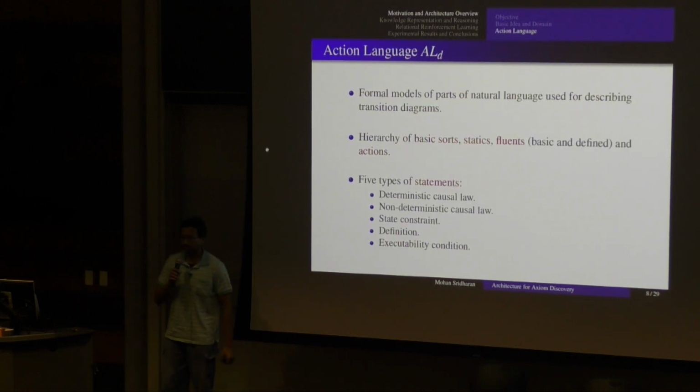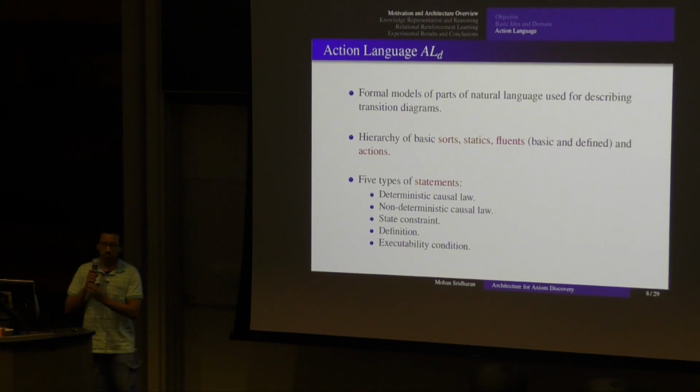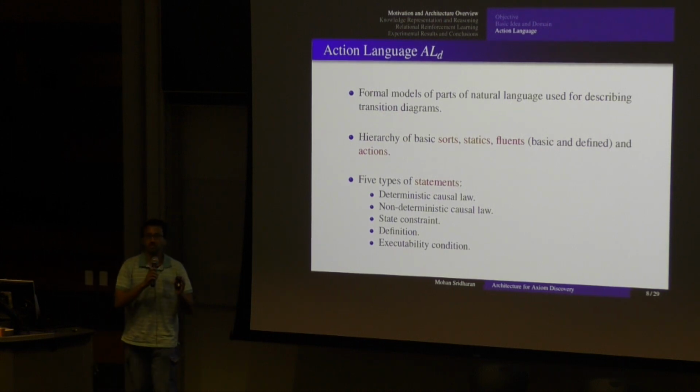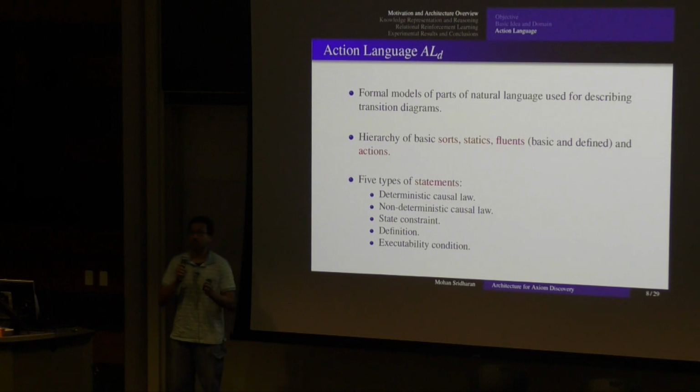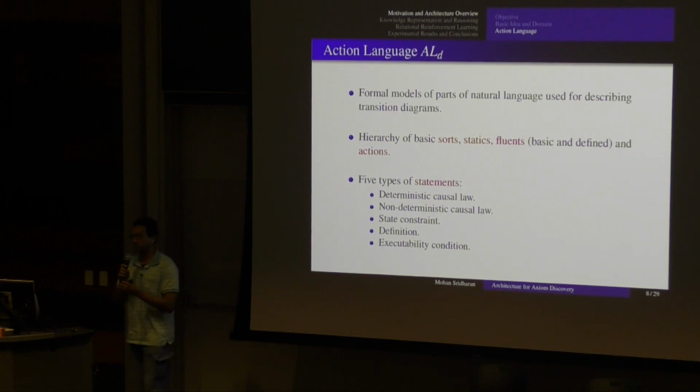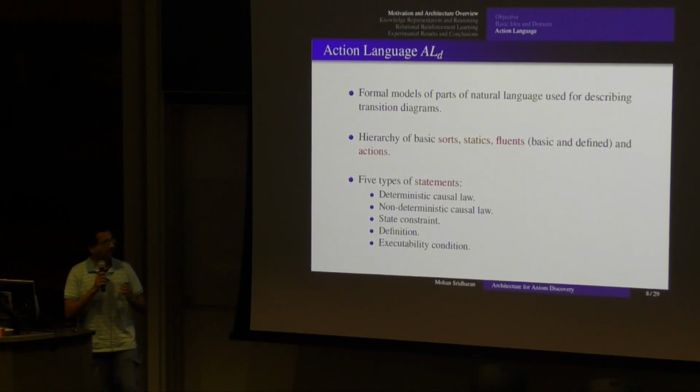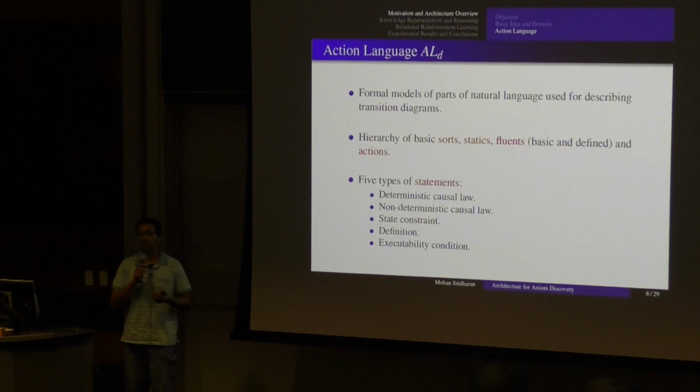So I talked about transition diagrams. How do we describe them? We want our reasoning to the extent possible to be somewhat separate from the representation itself, as in we want to be able to use different reasoning schemes. So the actual description of the transition diagrams is done in an action language, and we use the action language ALD, which is an extension of action language AL.